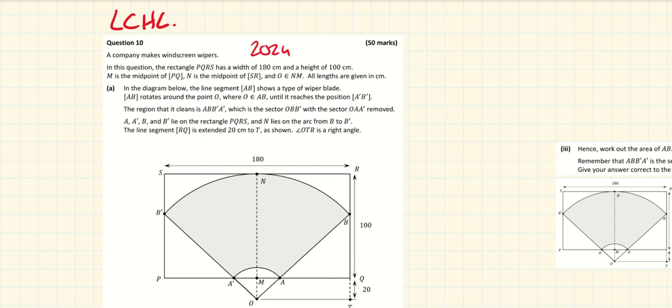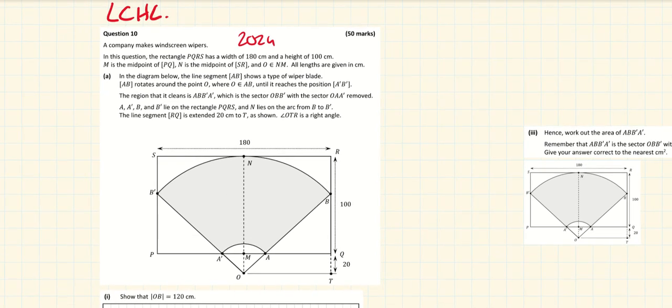So there's a lot going on here. Windscreen wipers, and it's got a width 180, so we've got a 180 there, and a height 100, that's there. And M is the midpoint, so that's actually important. I would suggest you pause it and try and read it yourself first. But M is the midpoint of PQ and N is the midpoint of SR. So that means that each side is the same. That's important. And O is an element of NM, so it's on the line NM, just straight in line with it. There's a wiper blade that rotates this way, so it's rotating like that.